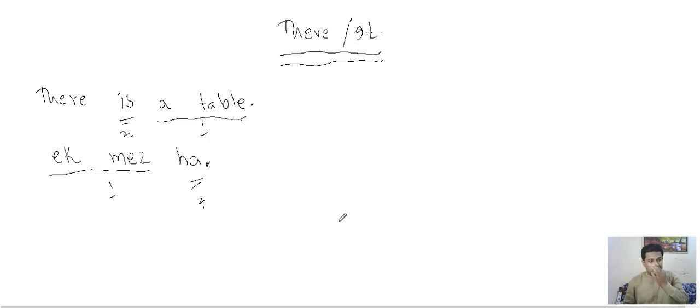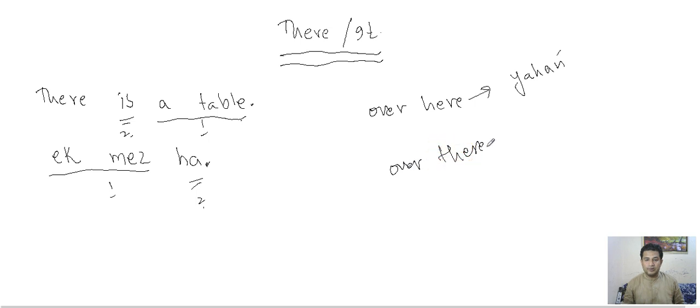To add something here, we can describe something that is present over here or over there. For over here we use यहाँ, with a nasalized n sound, and over there वहाँ, with a nasalized n sound. So over here यहाँ, and over there वहाँ.